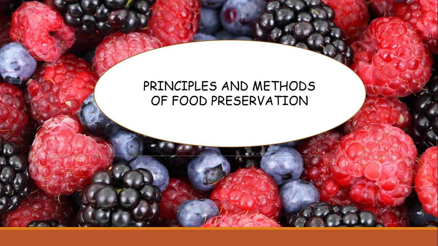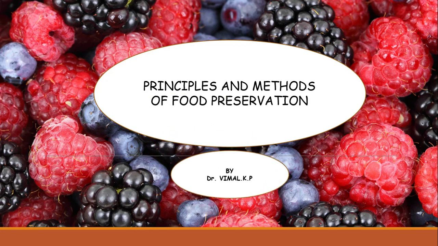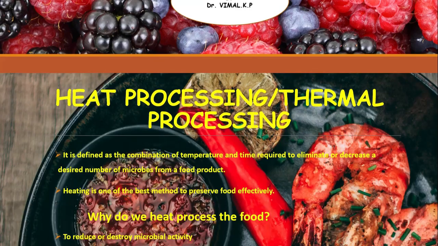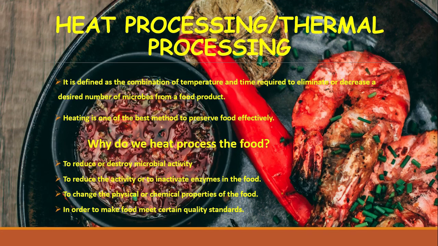Today we are going to discuss the principles and methods of food preservation. Heat processing or thermal processing. What is heat processing? It is defined as the combination of temperature and time required to eliminate or decrease a desired number of microbes from a food product. Heating is one of the best methods to preserve food effectively.